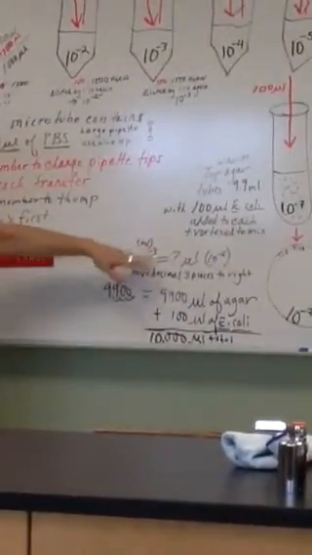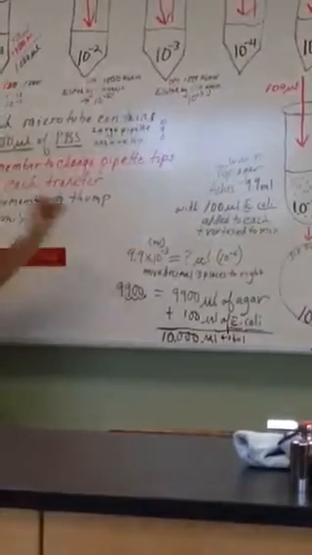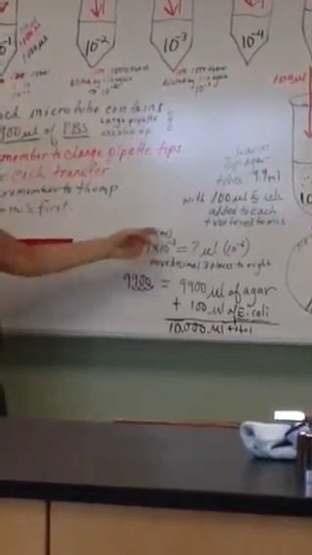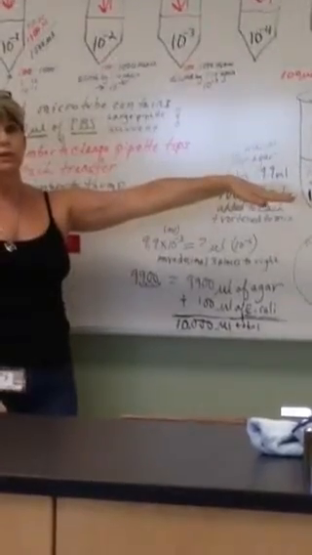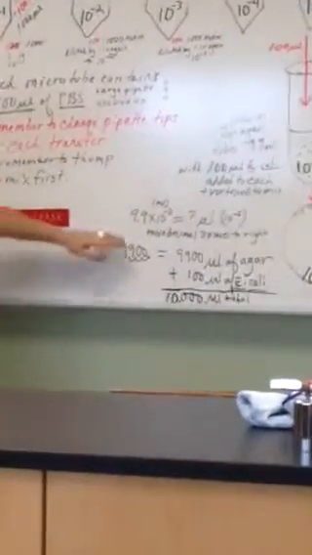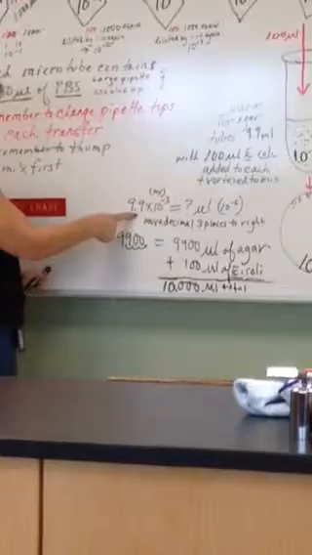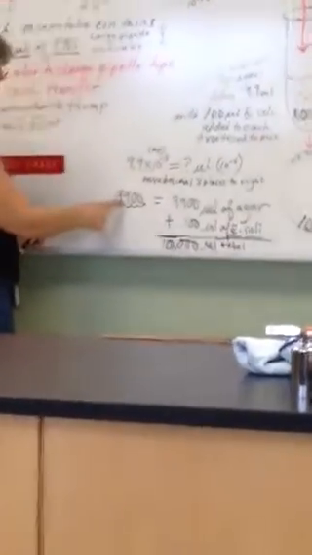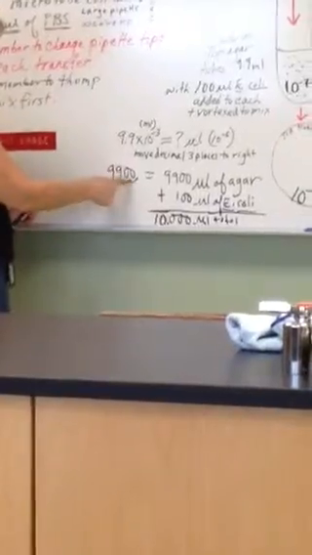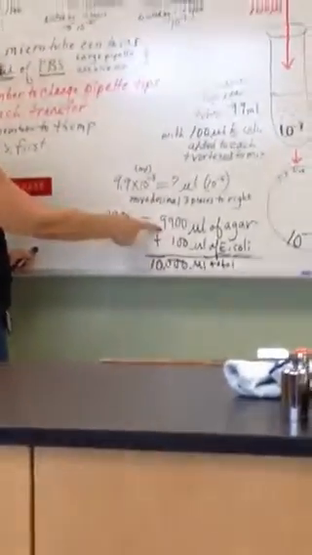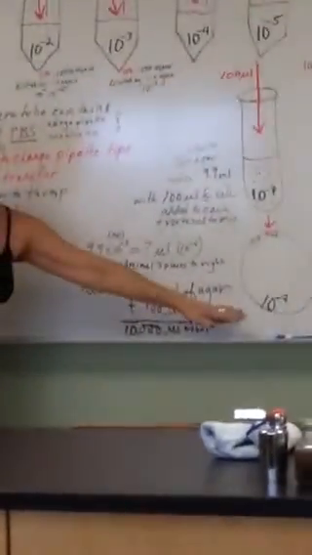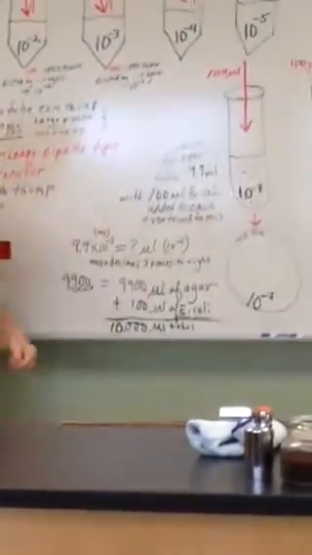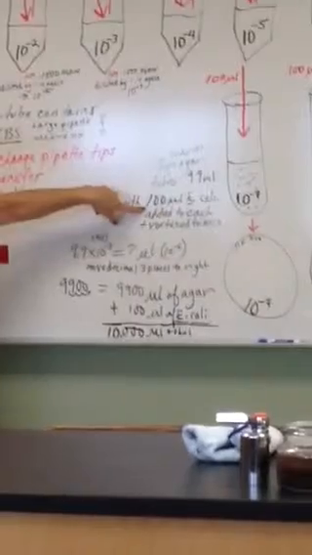Negative 6 minus negative 3 is 3 places. I have to go larger to smaller, milliliters to microliters, so I'm going to move my decimal point to the right. So I just take my 9.9 and I move my decimal 3 places to the right. So here's my 9.9, 1, 2, 3. That's 9,900 microliters of agar. Then I added 100 microliters of E.